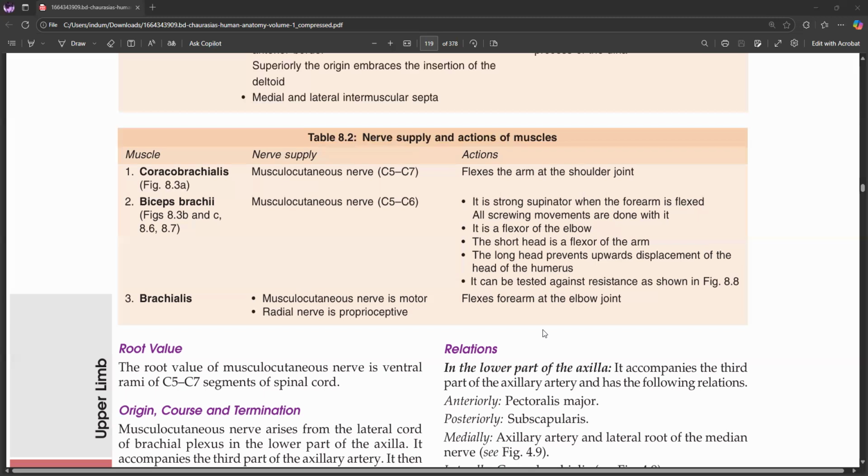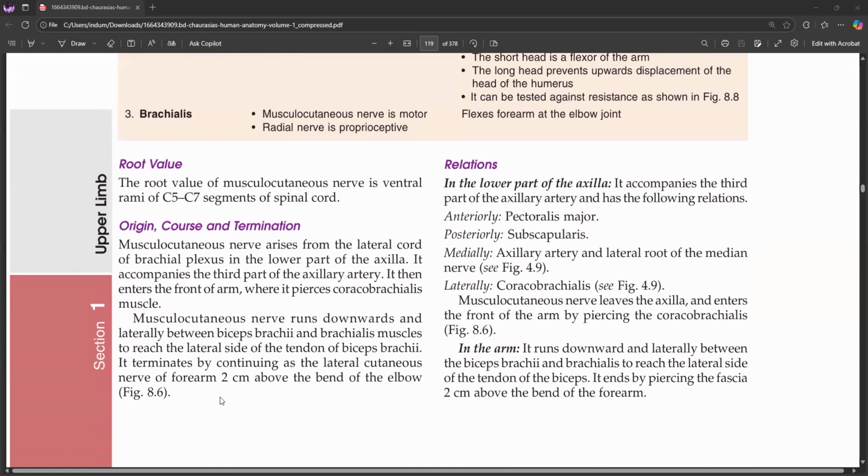Brachialis, number 3. Musculocutaneous nerve is motor. Radial nerve is proprioceptive. It flexes the forearm at the elbow joint. Root value. The root value of the musculocutaneous nerve is the ventral rami of C5 to C7 segments of the spinal cord. Origin, course, and termination. The musculocutaneous nerve arises from the lateral cord of the brachial plexus in the lower part of the axilla. It accompanies the third part of the axillary artery. It then enters the front of the arm where it pierces the coracobrachialis muscle.